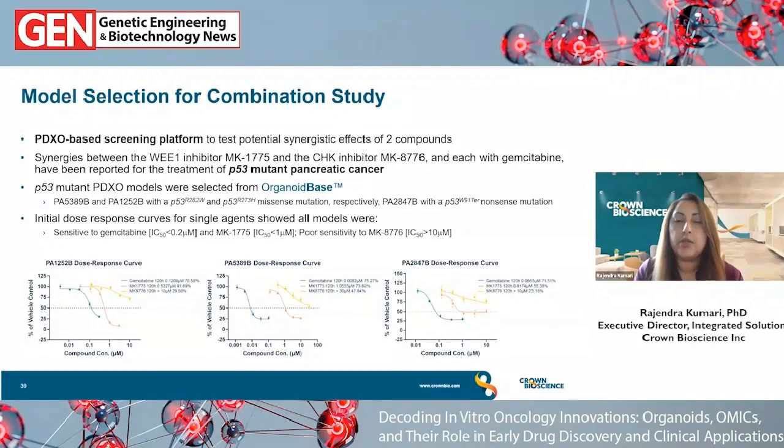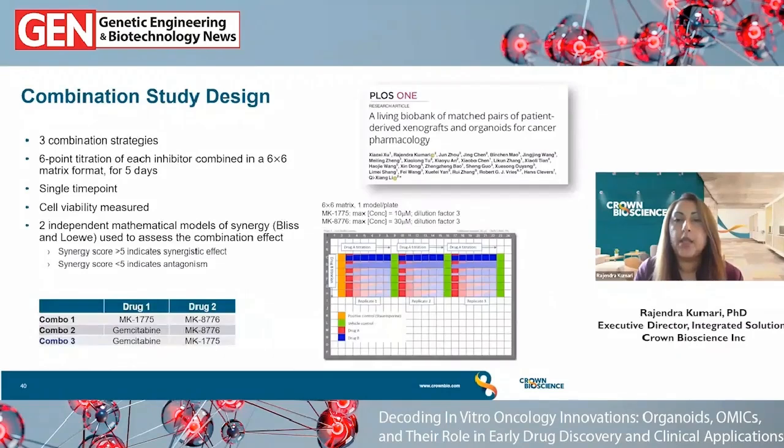Some were nonsense mutations. First, we looked at the single agent response, just so that we could assess the dose range of sensitivity for those individual agents. And then we could design the next stage, which was the combination analysis. So this published study, which describes this assay, involves treating those organoids with a 6-point titration of each of those inhibitors. So it's a 6x6 matrix combination design. The treatment is on for 5 days, and cell viability is measured at the end.